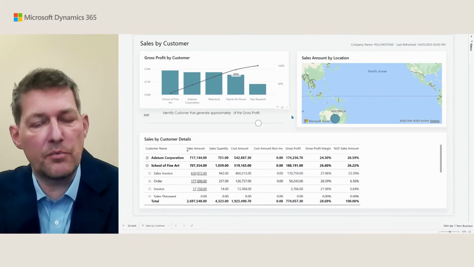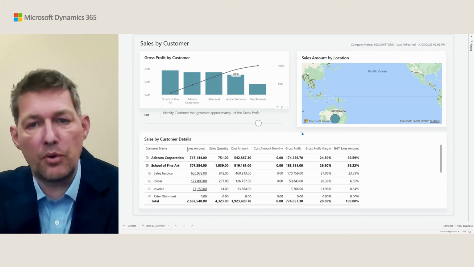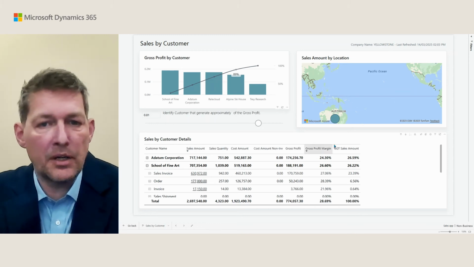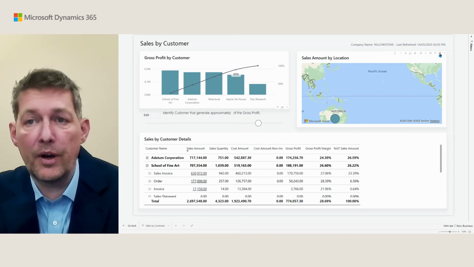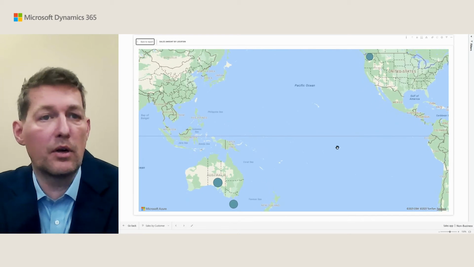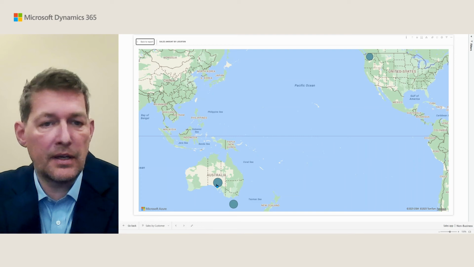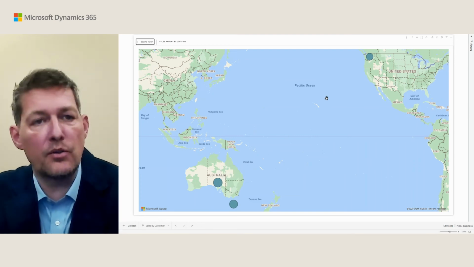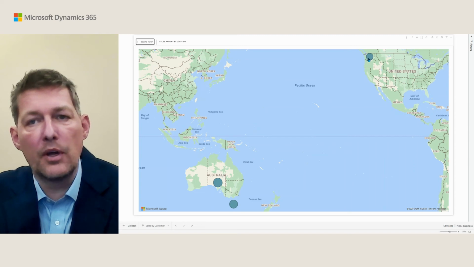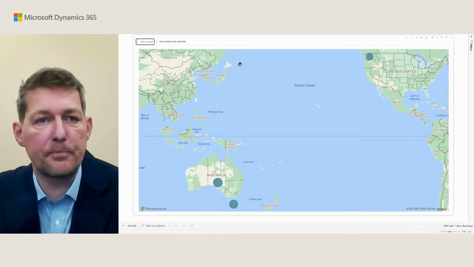So we also added some new measures here in the details. So profit margin, and then a visual on from where in the world you get your sales amount by location. So now I can see that in Australia we have a certain total amount, but we're also doing some sales up in Washington State in the US.